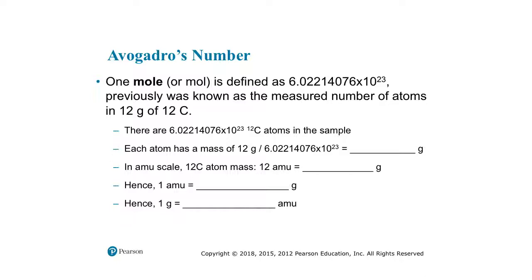So Avogadro's number: 1 mole is defined as an Avogadro's number of particles. So 1 mole of X is equal to this number of particles of whatever that X happens to be. This was previously known as the measured number of atoms in a carbon-12 sample. It is now taken as an actual given, that this is just what it means to have a mole of a substance by the current definition set forth by the IUPAC, the International Union of Pure and Applied Chemistry.